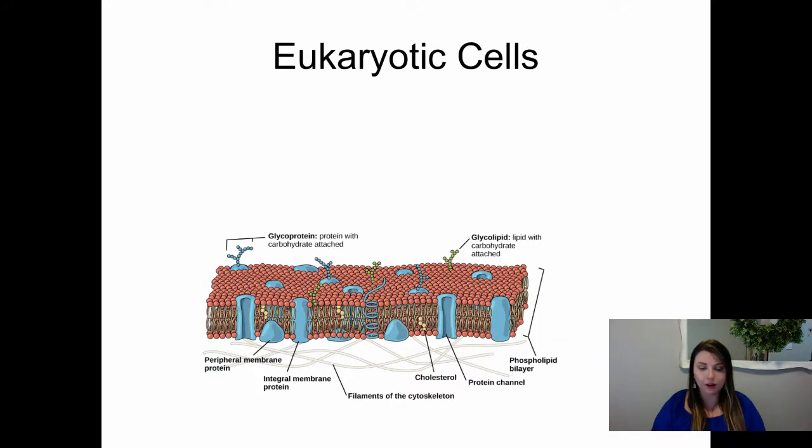So our eukaryotic cells will have some similarities to the prokaryotic cells, but unlike prokaryotic cells, in the eukaryotic cell membrane, you're going to find proteins and cholesterol embedded in this phospholipid bilayer. You're not going to see that in prokaryotic cells.